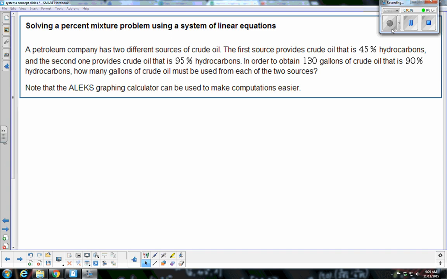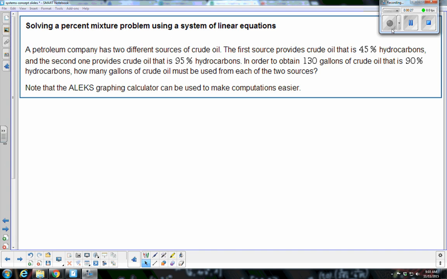Okay, so the next topic we're going to talk about is the last of our word problems here. It's solving a percent mixture problem using a system of linear equations, I'm sorry. So what you're going to do here is take a look at just kind of like the distance rate time problem. You're going to try to figure out what is the best way to isolate your variable. So let's take a look at the problem first.